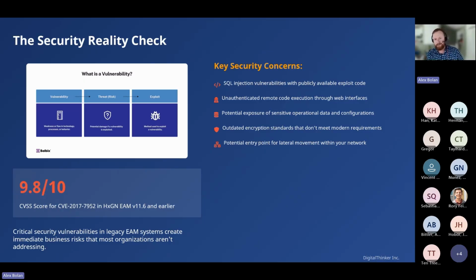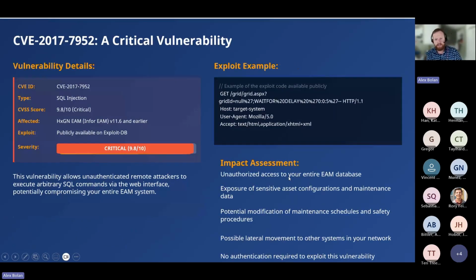And this isn't just a minor issue. It's a security flaw that could compromise not only your entire EAM environment, but your on-prem network as a whole. What makes this vulnerability particularly concerning is that the exploit code is publicly available on security databases like ExploitDB. And what does that mean for you? It means that anyone with basic technical skills can find and potentially use this exploit against your system.